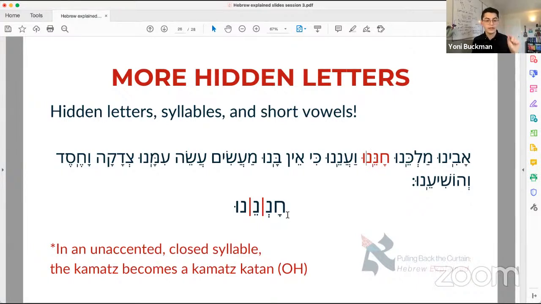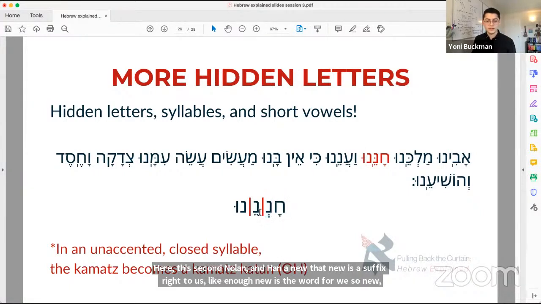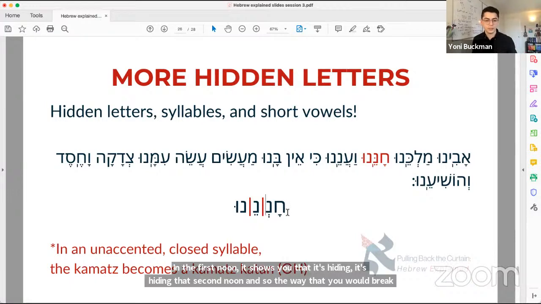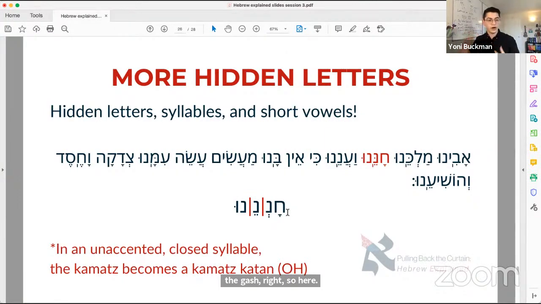And so the way that you would break this up into syllables is actually a 3-syllable word. You have 1, 2, 3, with this first nun hidden in the dagesh, right? So here, remember, in Hebrew, you can only have an accent on either the last syllable or the second to last syllable. So it is totally off limits for this first syllable of 3 to be accented. So it can't preserve a long sound. It has to shorten into an O.